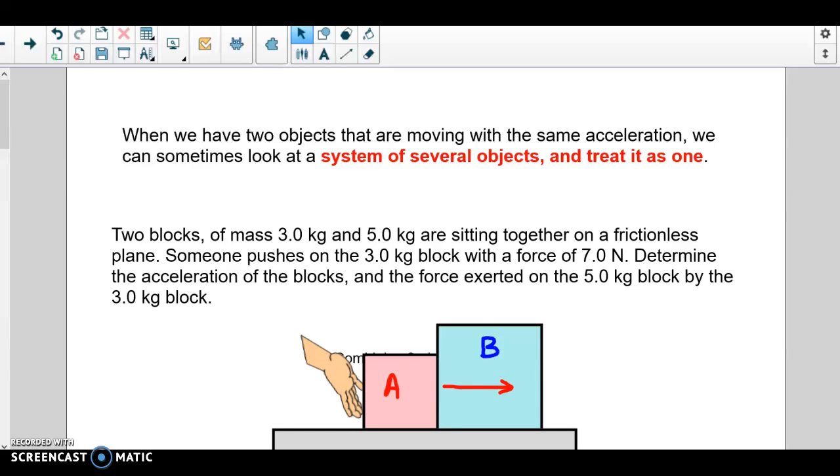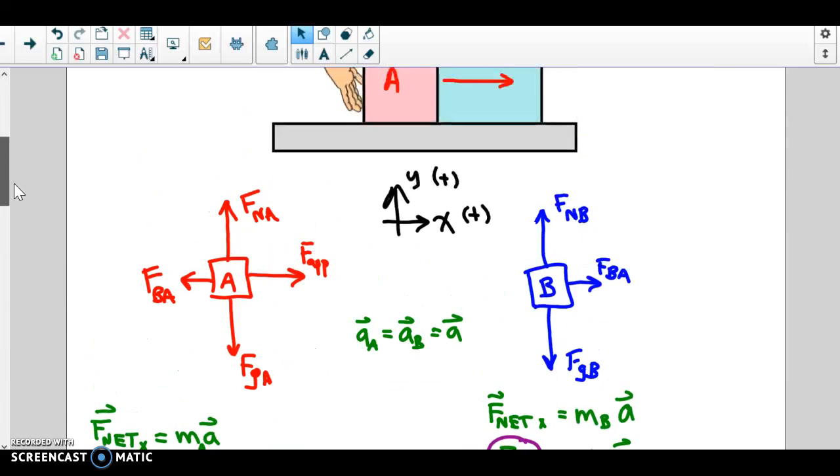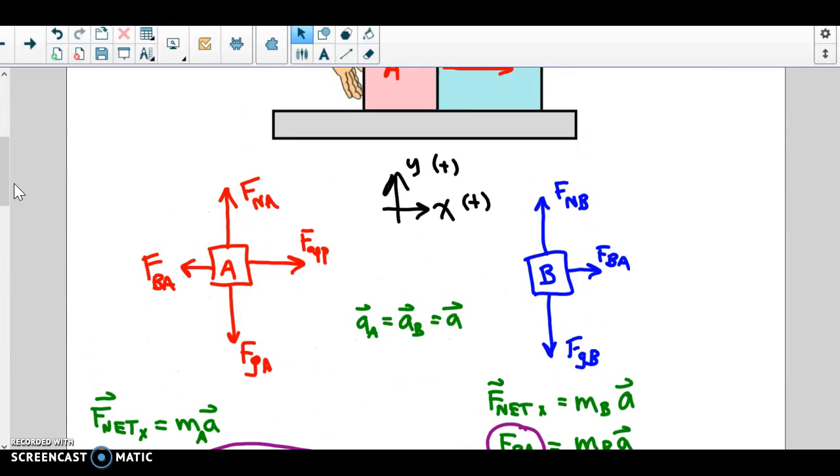So for the very last part of this problem, we're going to go back to the beginning to figure out what is the force exerted on the 5 kilogram block by the 3 kilogram block. So we're actually going to solve for that interaction force between the two blocks. If we look at the separate free body diagrams for a second, I'm interested in this force right here, FBA. I could choose either of these free body diagrams to solve for that force since it's the same in magnitude for both objects.